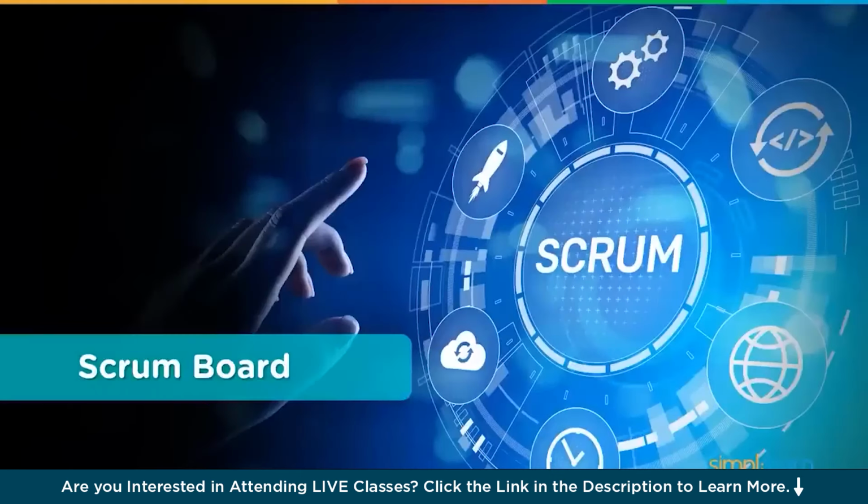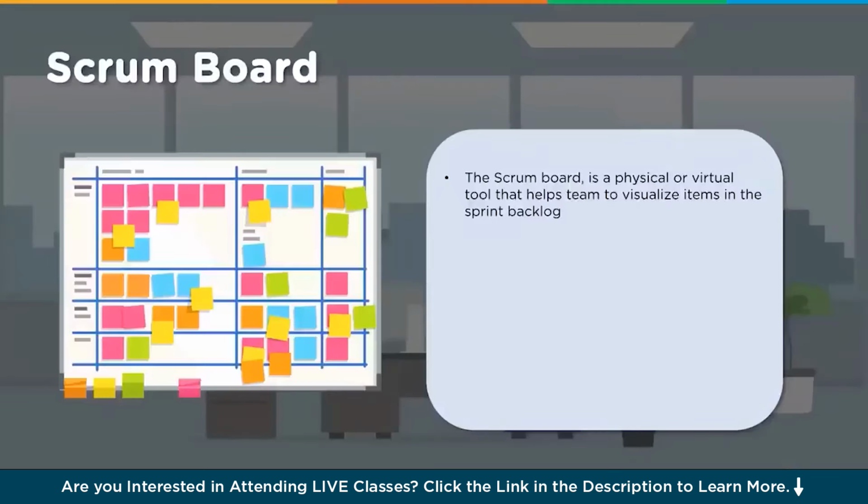Then there is something called Scrum Board, which is used during this flow of Scrum, right from product backlog to the creation of that increment. So let us look at what is a Scrum Board, which is used during the Scrum practice. A Scrum Board is a physical or virtual tool that helps the team to visualize items in the sprint backlog. It helps in tracking what is being delivered, what is in progress, and what needs to be delivered further.